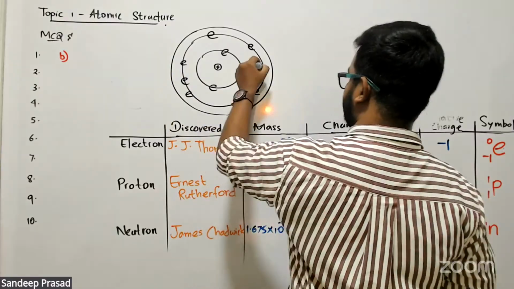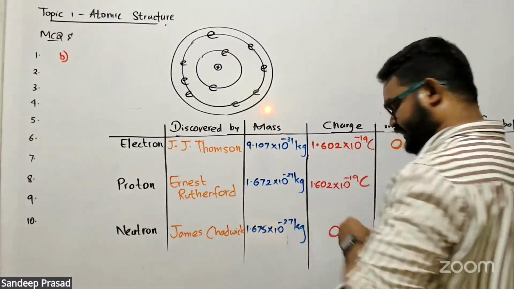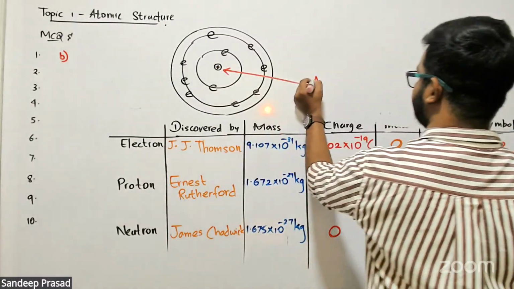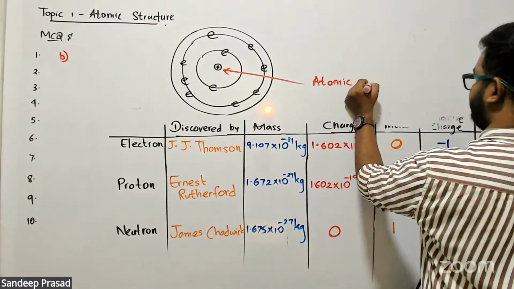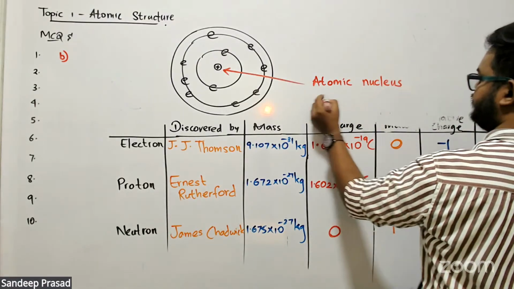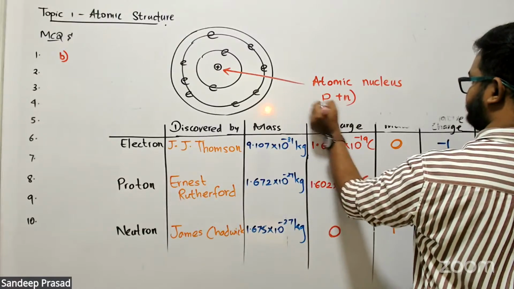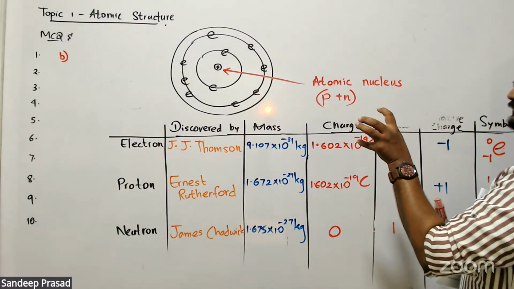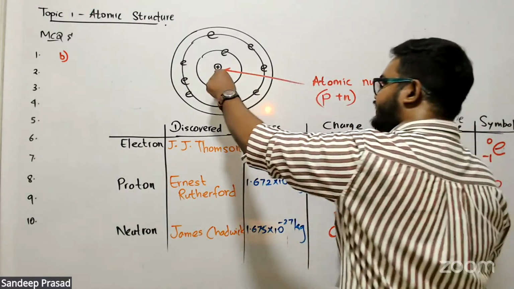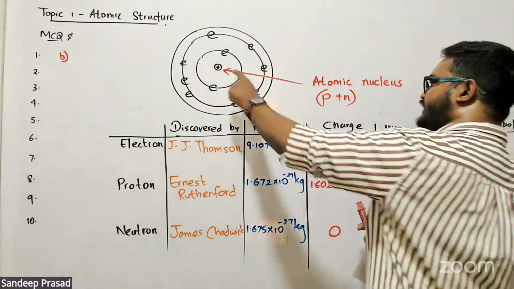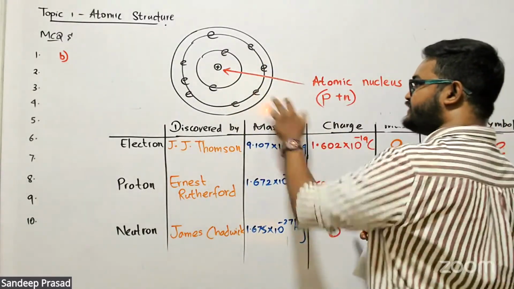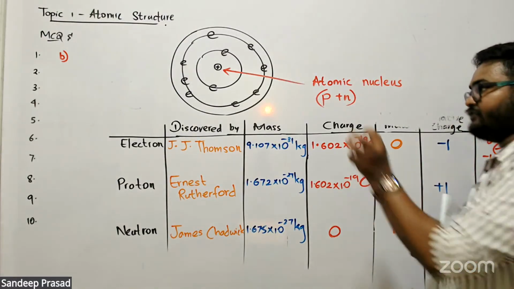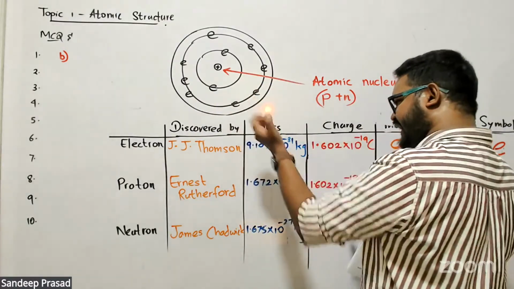In this way, right? So we consider this one as the atomic nucleus. So the atomic nucleus contains what? Protons and neutrons, right? Therefore, the mass of an atom is actually concentrated in a small area. Electrons' mass is negligible, as I told you. So therefore, the atomic nucleus is very heavy, right?